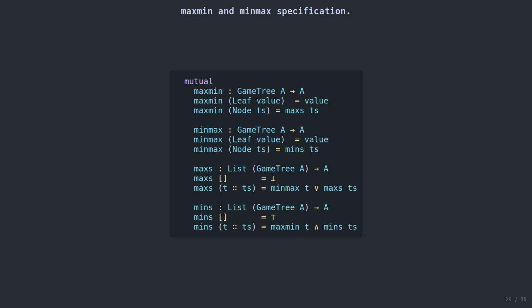The helper functions maxes and mins handle lists of subtrees. For an empty list, maxes returns the bottom element, and mins returns the top element. For a non-empty list, they combine the recursive result, using join for maximization and meet for minimization. Both functions ultimately return the value stored at the leaves. The alternation between join and meet captures the alternating choices of the two players.